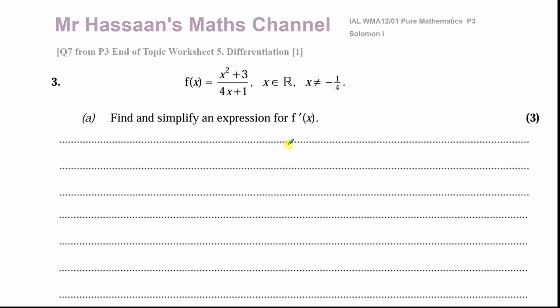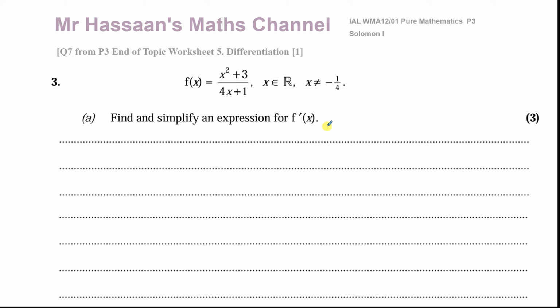And here we have the first question about the function f of x, which is defined as x squared plus 3 over 4x plus 1, where x is all real numbers except for negative a quarter, for obvious reasons, because that will cause the denominator to become 0. We have to find and simplify an expression for f dash of x.